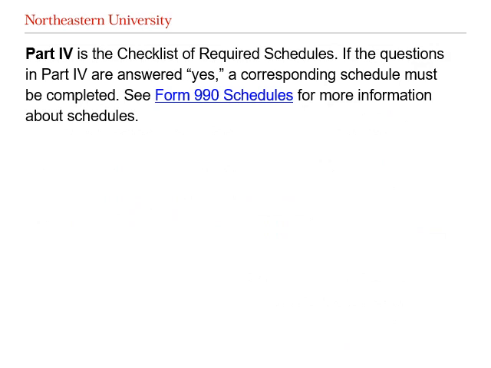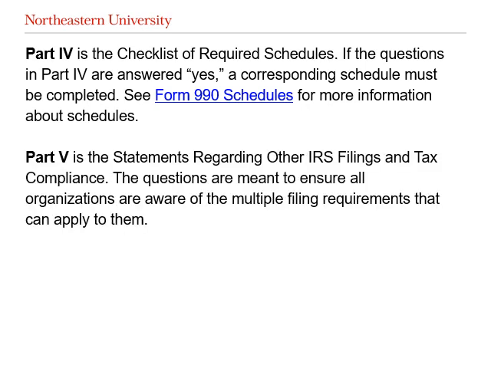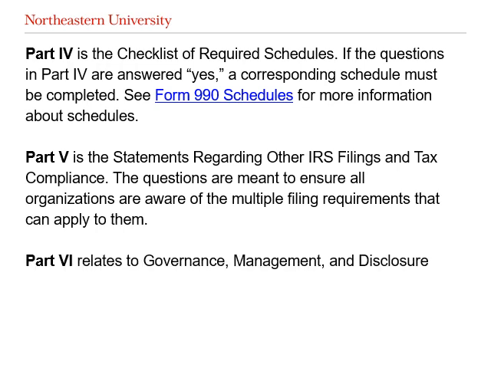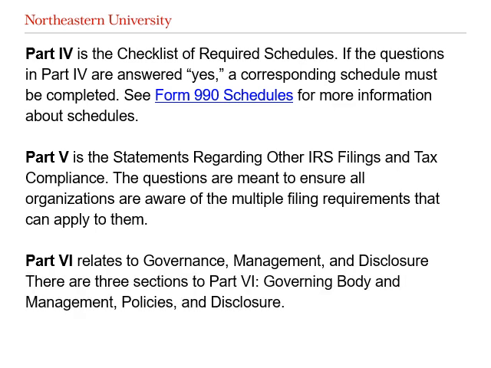Part 4 is just a checklist of all the required schedules, and schedules are the supporting documents that come after the 12 parts to provide further information about what was already noted. And Part 5 is just a checklist to ensure that the organization has met all its filing requirements. Part 6 relates to governance, management, and disclosure.